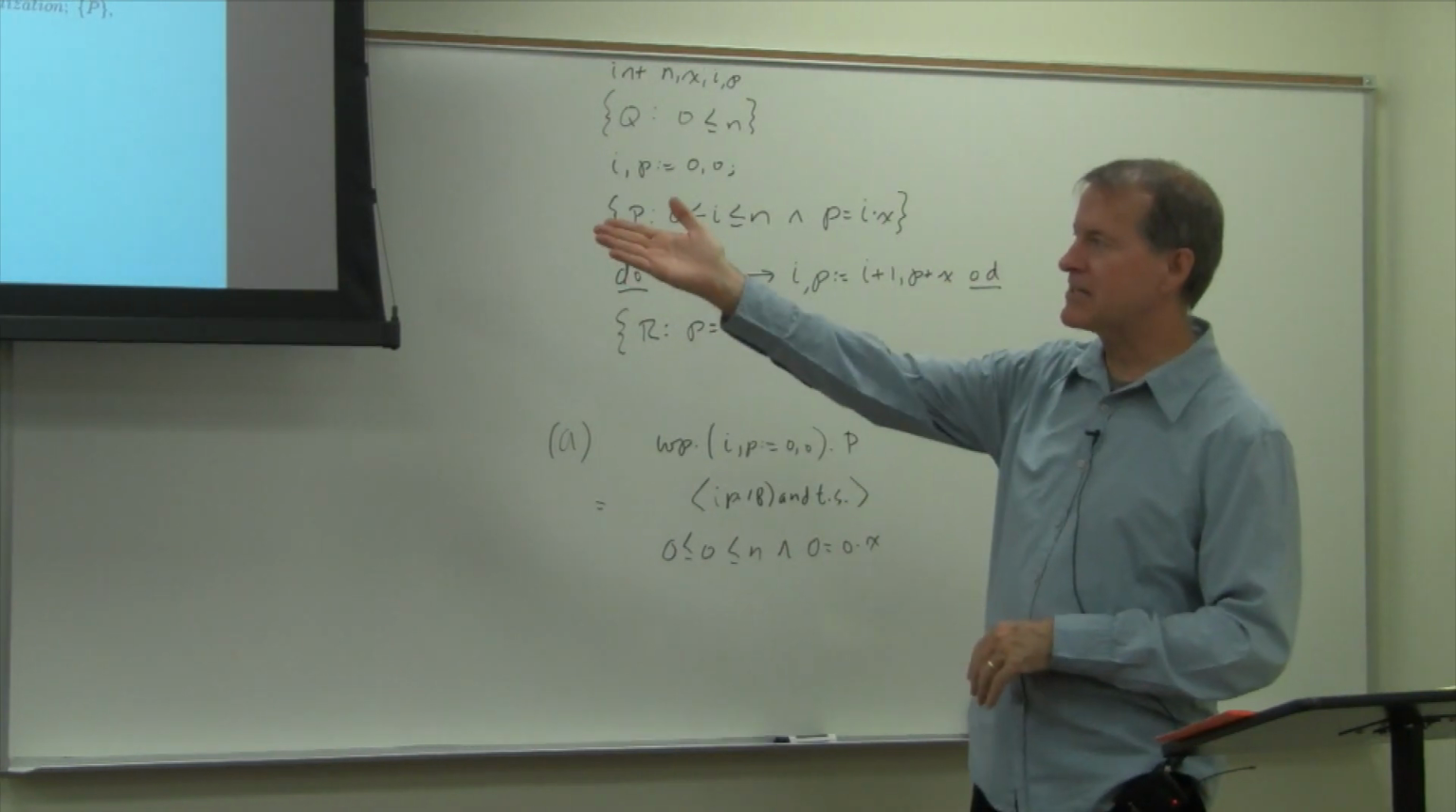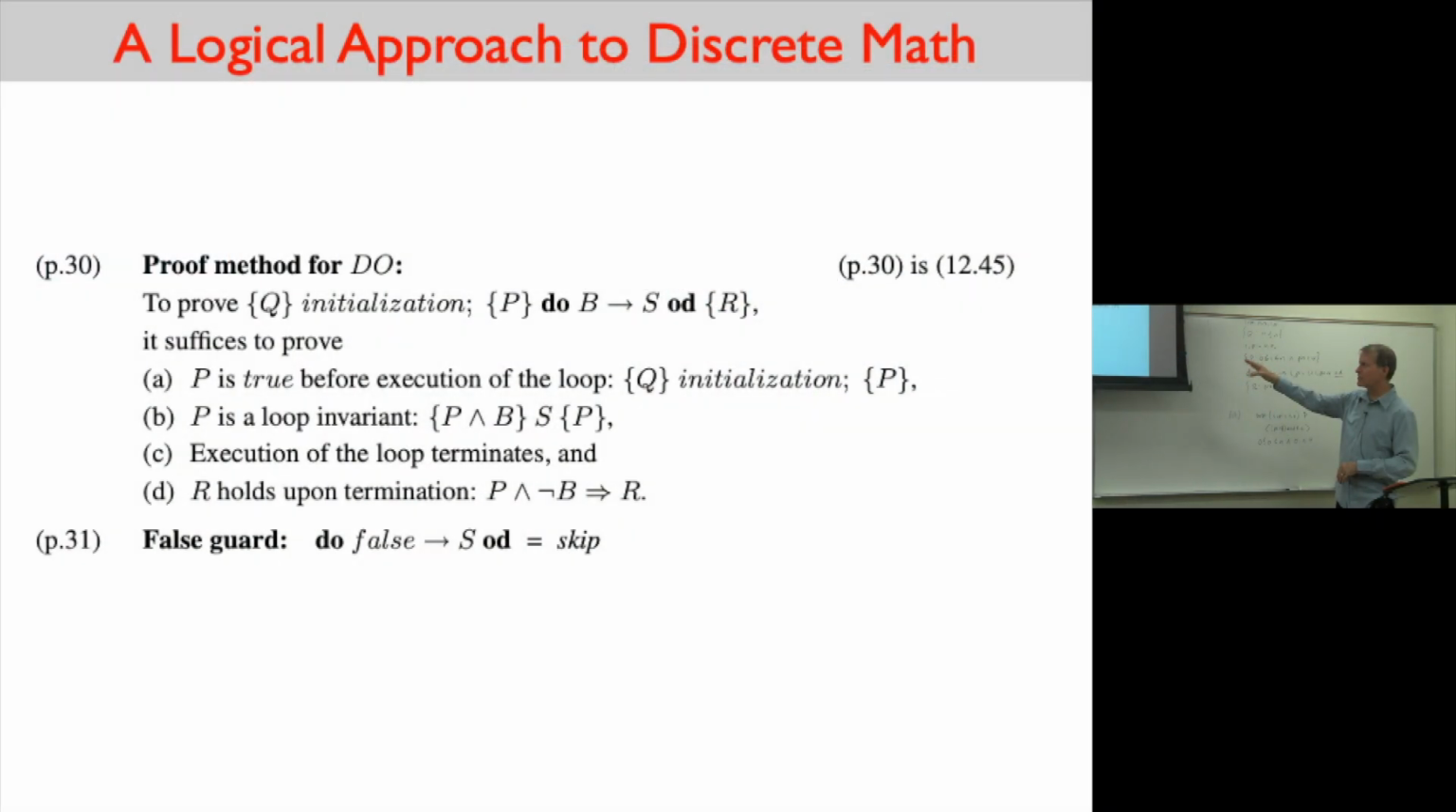And now what about D? R holds on termination. So now you've got to prove what? P and not the guard, not I not equal to N, implies R. What's C? Oh, execution of the loop terminates. Yeah, how do you prove the execution of this loop terminates? Let's do that real quick.